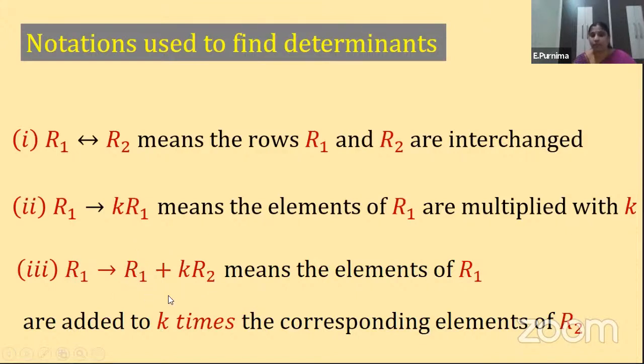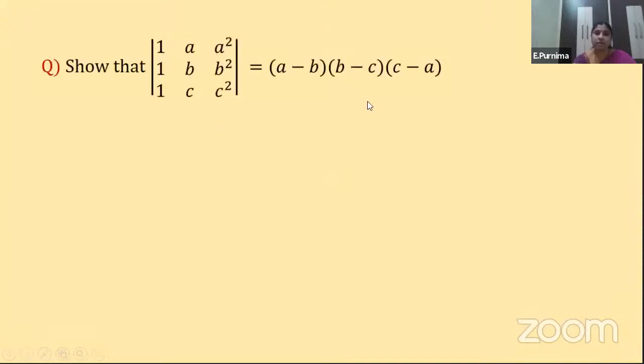The right side, what we give. Understood? If we are giving simply KR1, it means only the element of R1 is multiplied with K. If you are writing R1 plus KR2, it means the R1 element is added to K times the R2 element. Clear? So that value is replaced in place of the original element of R1. Understood? So these are the things, children.